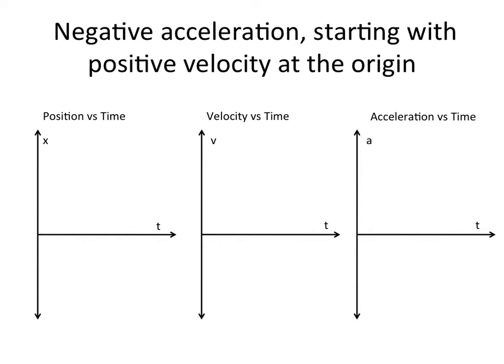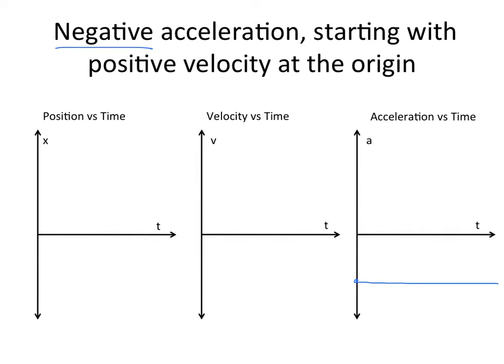Negative acceleration starting with positive velocity at the origin. This is going to be kind of fun. All right, so let's start with acceleration again. That's going to be easy because that's just going to be a straight constant line. But it's going to be a straight constant negative line. All right? Negative acceleration somewhere in the negative.